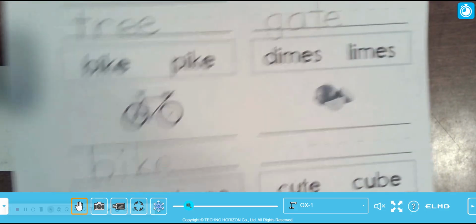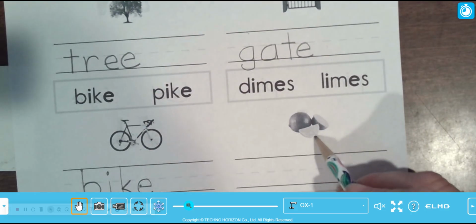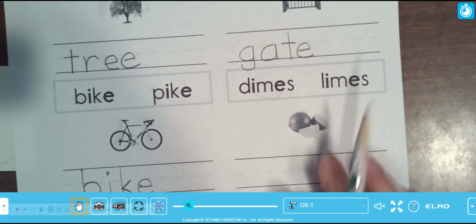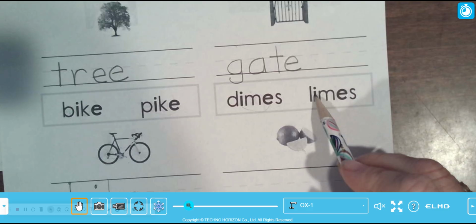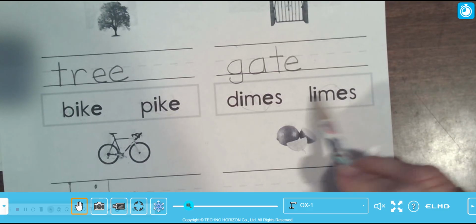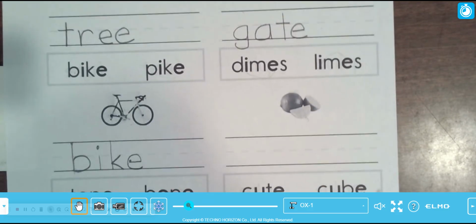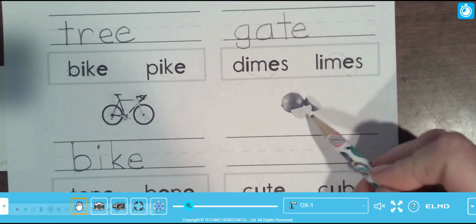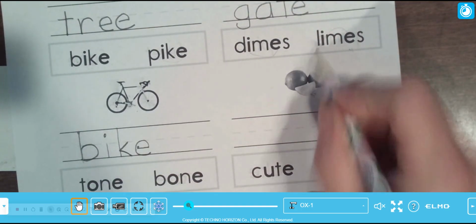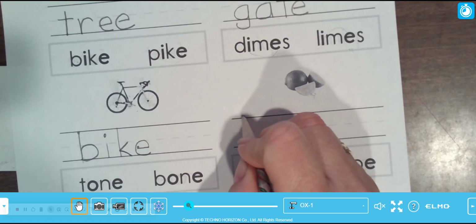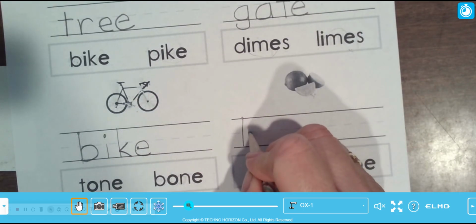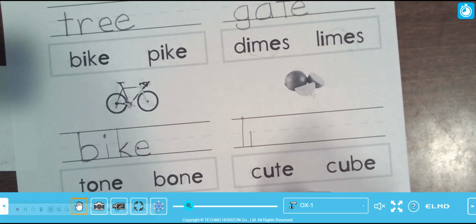Okay, now we're going to do this word right here. Does this picture go with D, I, M, S, dimes, or with L, I, M, S, limes? Which picture does it go with? Yeah, it goes with limes, right? These are limes. So let's make the L, starts at the top right here, goes straight down. The I starts right here at the dash line, goes straight down, and then make the dot above it.